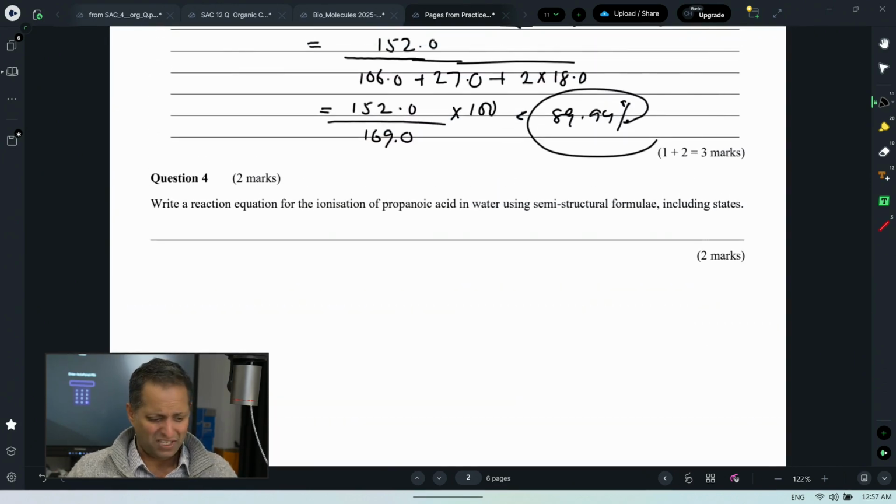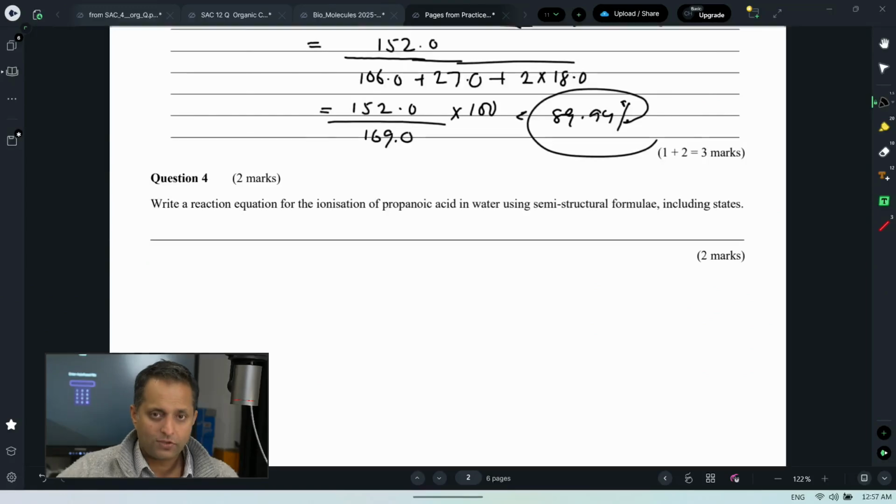What is wrong with this question? 2 marks. What is wrong with this question? You are just asking me to, what, propanoic acid with what? Why 2 marks? I don't know. Anyway, let's try to do this for a 2 marker.